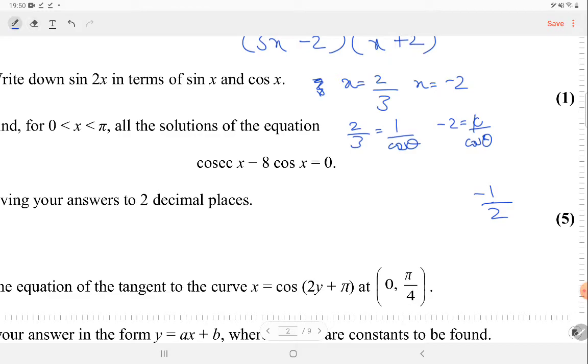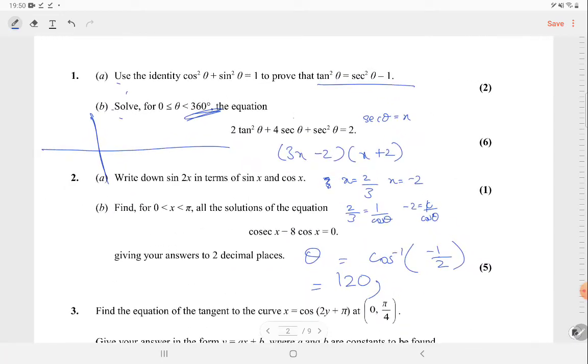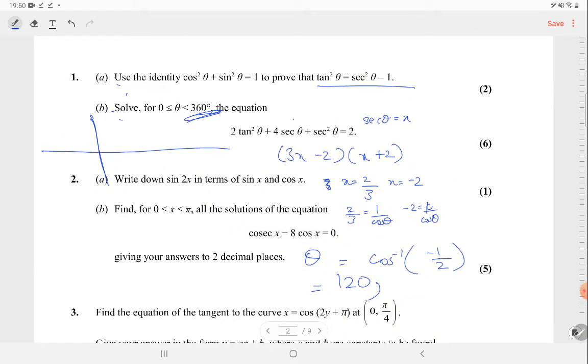But for the minus a half, if you do cos inverse, theta is actually equal to 120, because they do want it in 360. So that's 120. You can use the formula, or you can use the graph. So it's going to be 120, and I think it's going to be 240. Those are your answers for the 6 marker.